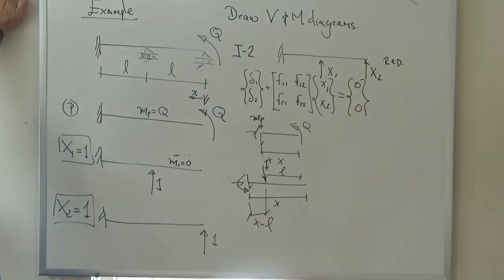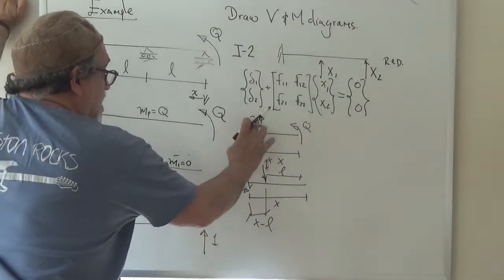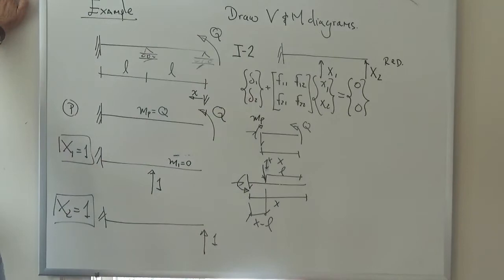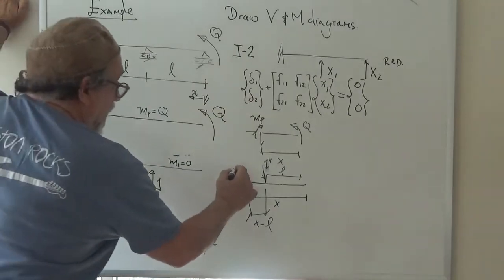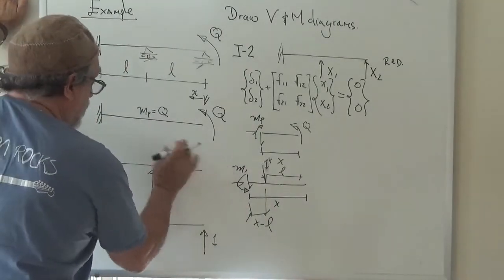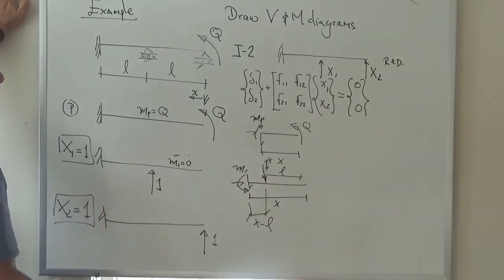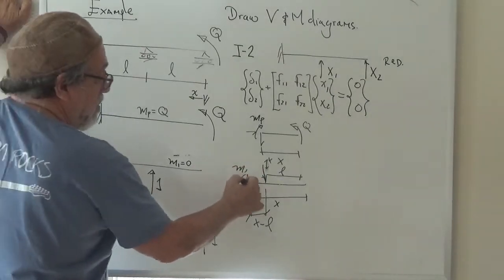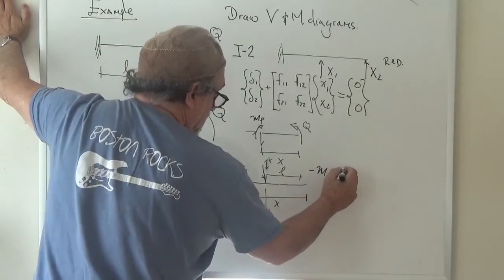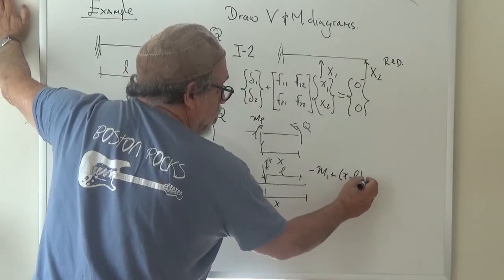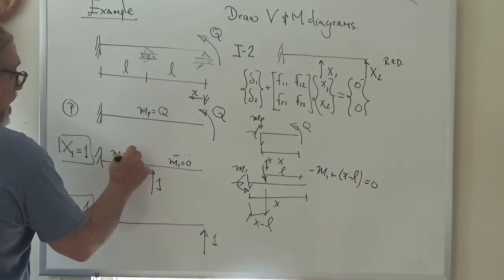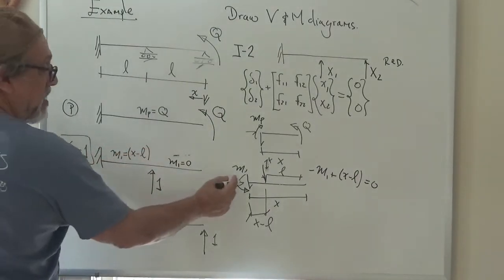Now you might see that my MP here is clockwise, and I decided to choose my M1 as the other way in this sketch. It doesn't really matter, right? Because this is a segment that has nothing to do with that one. I just have to be consistent every time. So in this case, summing moments about here, I would get minus M1 plus X minus L times 1 equal to 0. And so we find that M1 here is equal to X minus L, and our sign convention is like that.